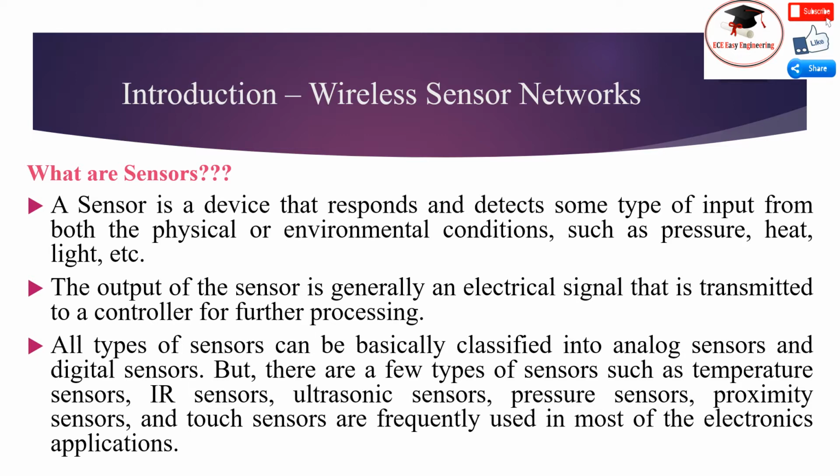All types of sensors can be basically classified into analog sensor and digital sensor, but there are few types of sensors such as temperature sensor, infrared sensor, ultrasonic sensor, pressure sensors, proximity sensor, and touch sensors that are frequently used in most of the electronic applications.